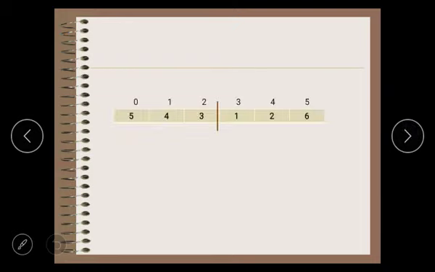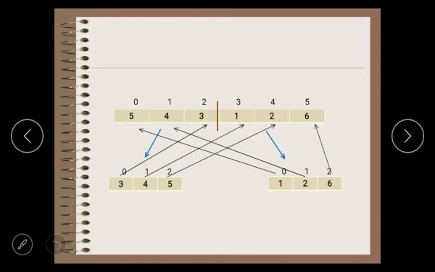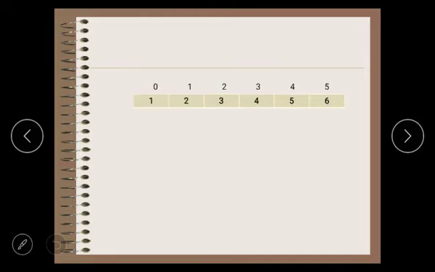So this is the actual array. This is the left sorted array and this is the right sorted array. Now the 1 will replace the 5, 2 will replace the 4, 3 will replace the 3, 4 will replace the 1, 5 will replace the 2 and 6 will be 6 only. So this is how we need to rearrange the elements in ascending order. So at last we will get the array like this. Yes, the array is sorted now. So this is how we need to do merge sort in an example.